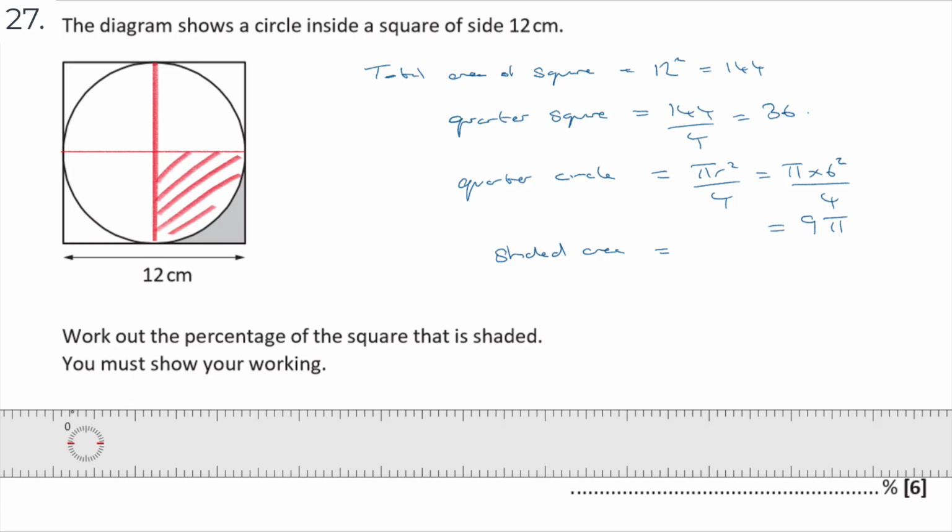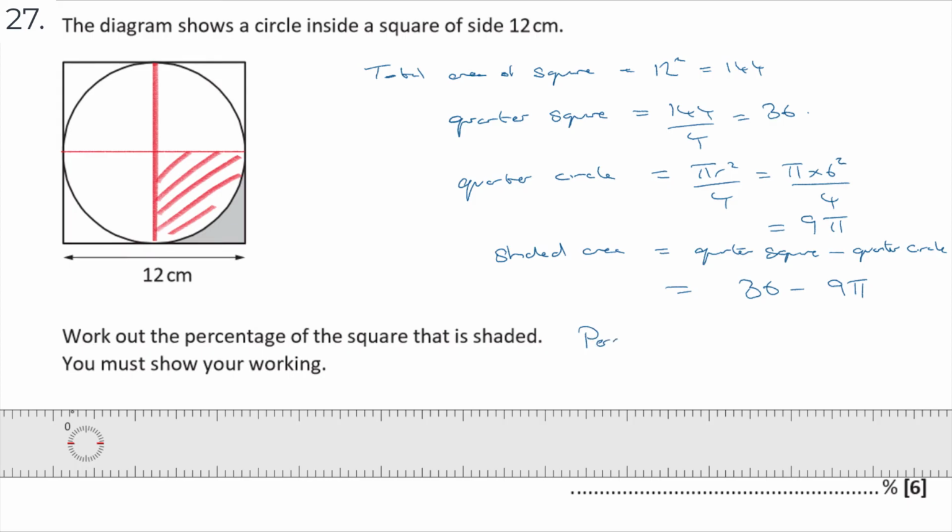Okay, so then the shaded area is going to be the quarter square minus the quarter circle, which is 36 minus 9 pi. I'm just going to leave it as pi for now because I'm still going to do some more calculations with it. Right, so now I know the shaded area and I know the total area, so then I can work out the percentage shaded now.